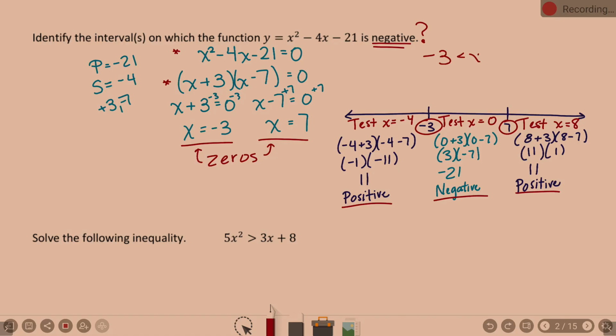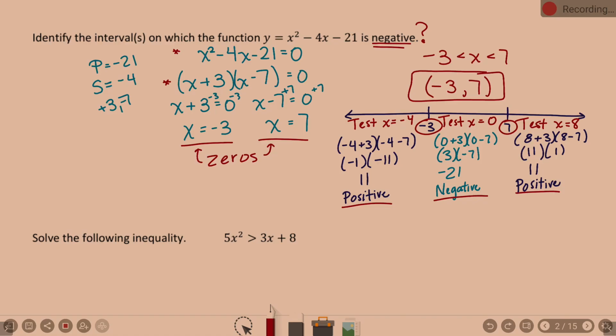Now, in terms of inequalities, and I know we're not really working with inequalities, but you could write negative 3 less than x less than 7. However, if we go interval notation, it starts at negative 3 and it ends at 7, parentheses or brackets. Parentheses. Because at negative 3 and 7, my graph is 0. It's not positive, it's not negative, it's 0. Okay. Got the basic idea, yes?